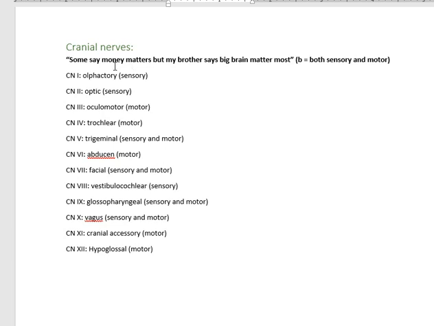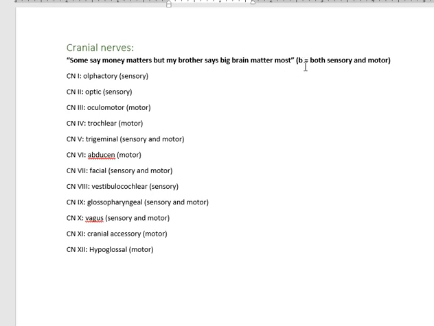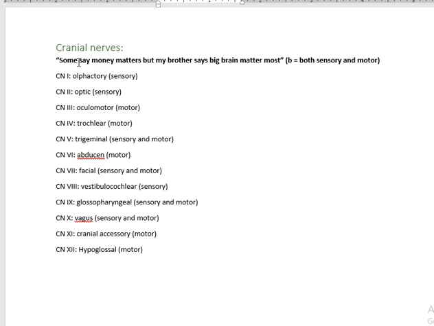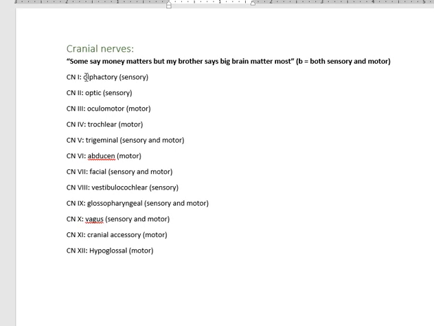Now, a mnemonic needs to be memorized in this section. Some say money matters, but my brothers say big brain matter most. B in this mnemonic means both sensory and motor. S means sensory and M means motor. So this is the first one. For the first cranial nerve, S, we have some. So olfactory is sensory. Second cranial nerve, optic nerve, is sensory.